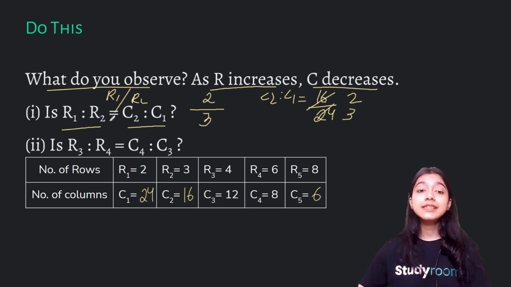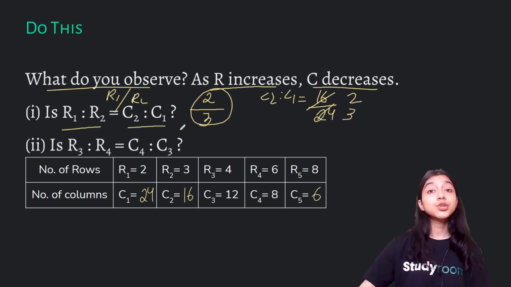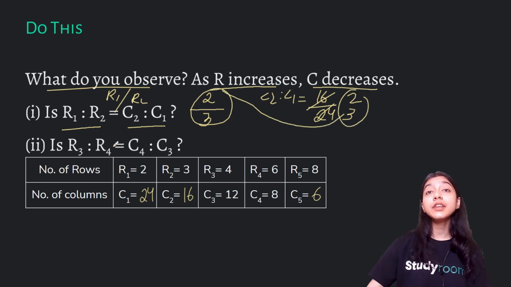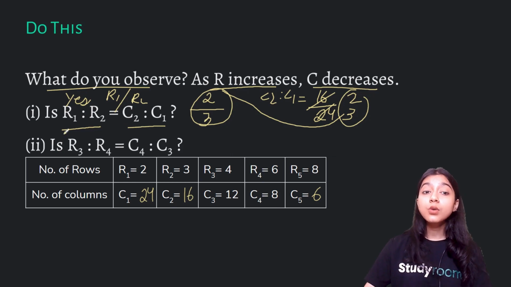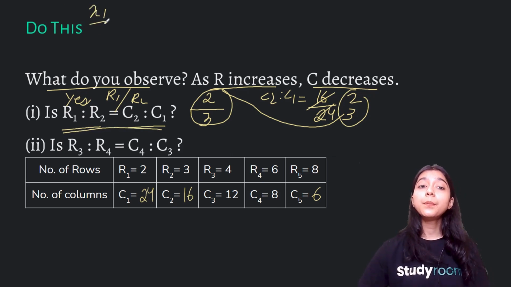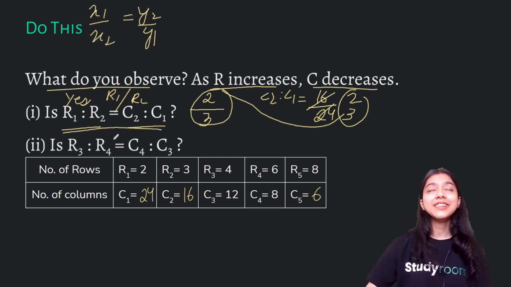So what we observe is that the ratio R1 is to R2 is 2 by 3 and the ratio C2 is to C1 is also 2 by 3. So both of these ratios are equal. So the answer will be yes, R1 is to R2 is equal to C2 is to C1. And this is also the condition for inverse proportion, that x1 upon x2 should be equal to y2 upon y1. Isn't it the same? Yes, it is.